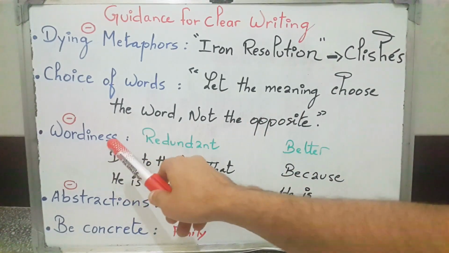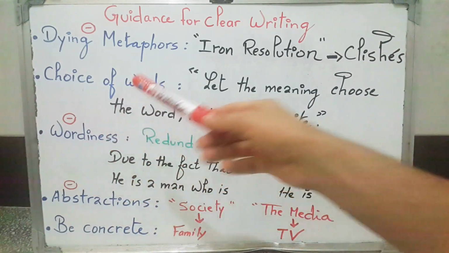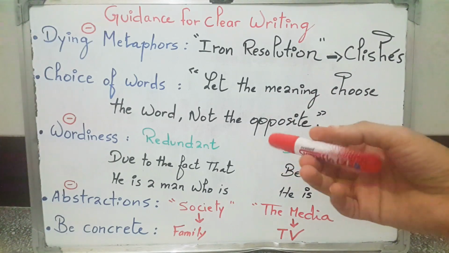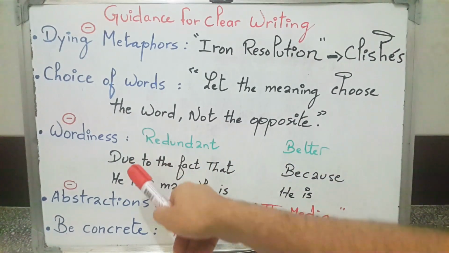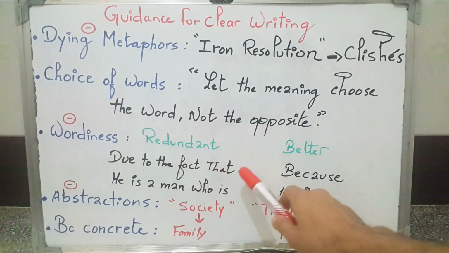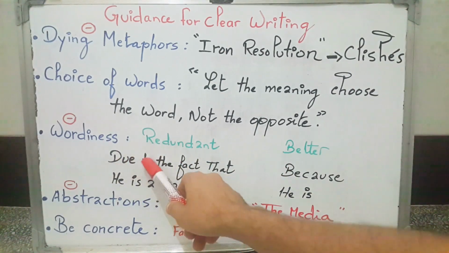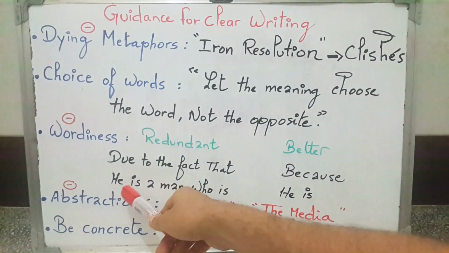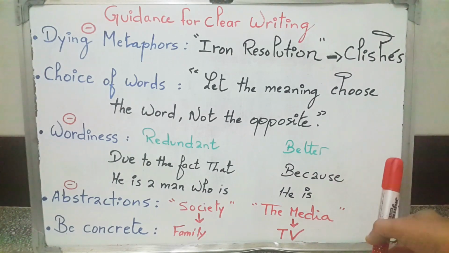Another grammatical error that people make is wordiness, which is using too many useless words in a sentence or phrase. And as I said, it's really a common thing. This is an example of wordiness: due to the fact that. This is a redundant phrase and it's better to just say because. So instead of using 1, 2, 3, 4, 5 words, you can just use one word, because. Or he is a man who is. It's better to say simply he is.